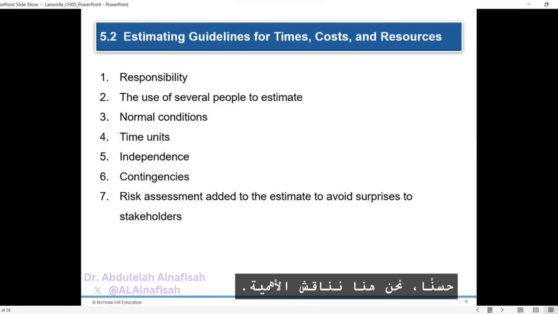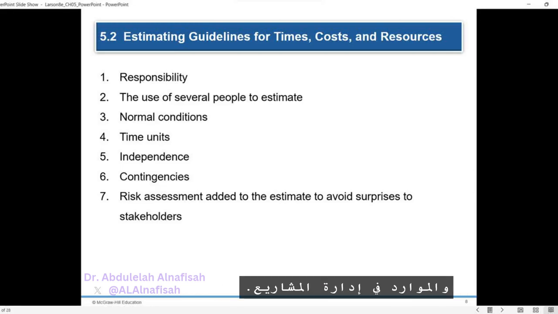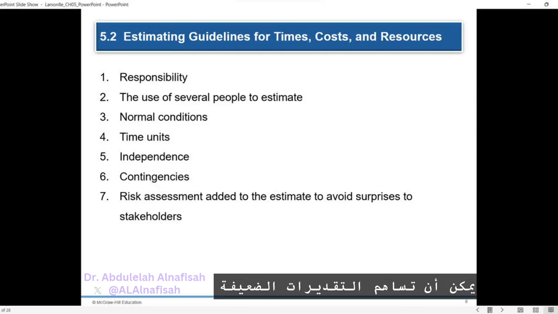Okay, here we are discussing the importance of accurate time, cost, and resource estimates in project management. As you know, poor estimates can contribute to project failures. So there are 7 guidelines to develop useful work package estimates. 1.